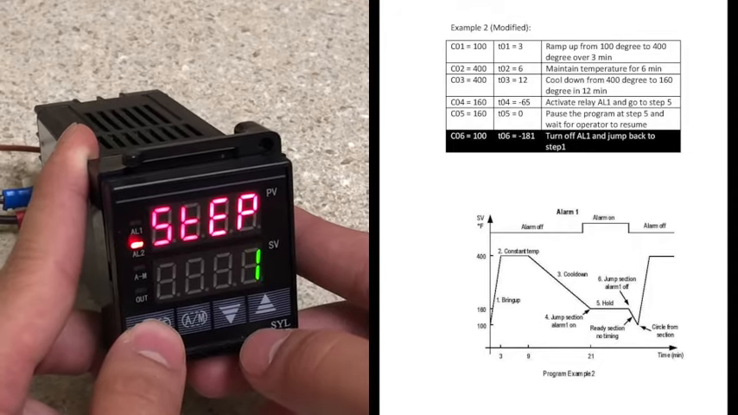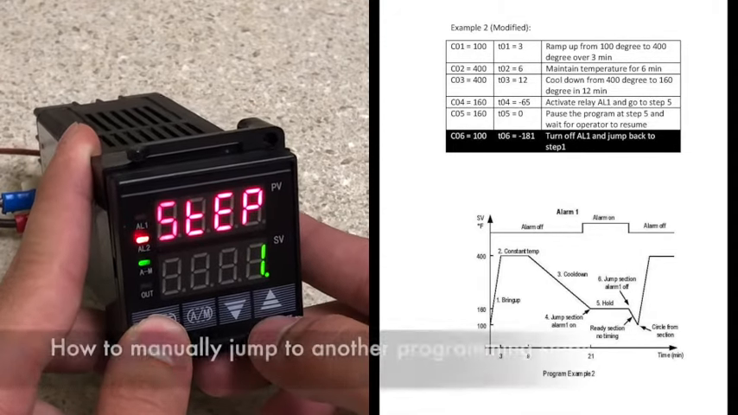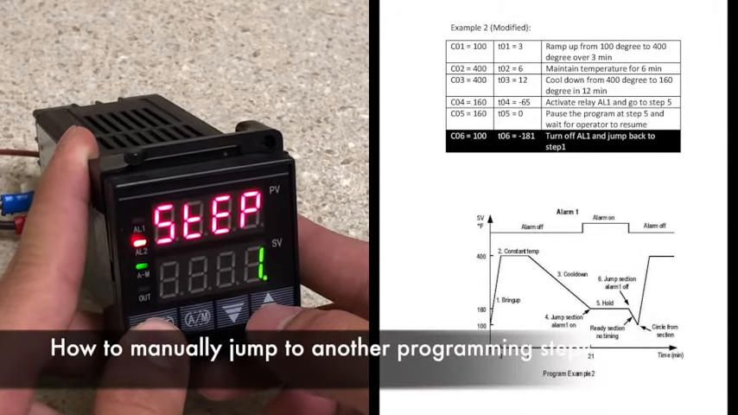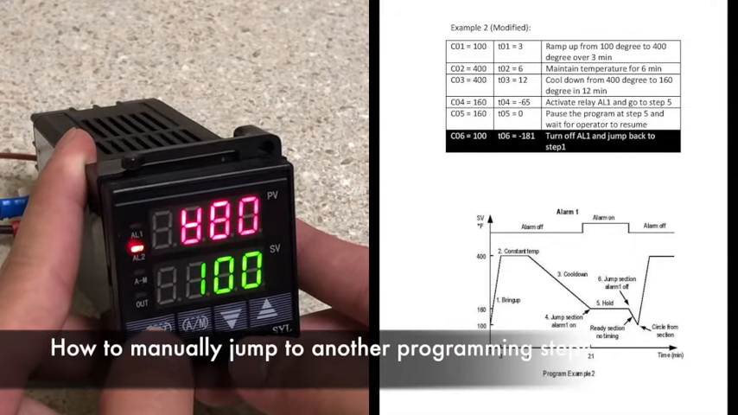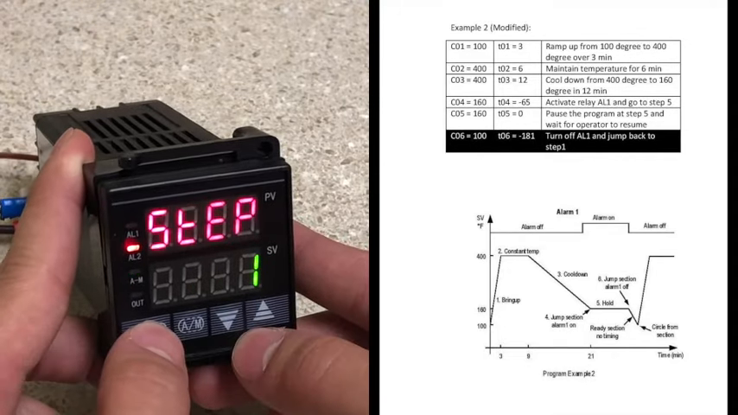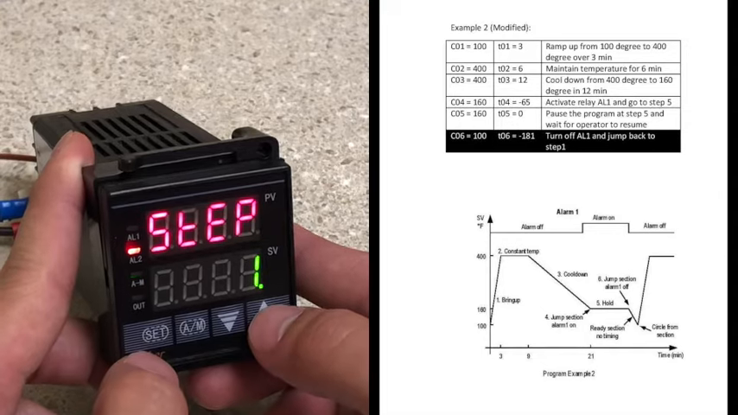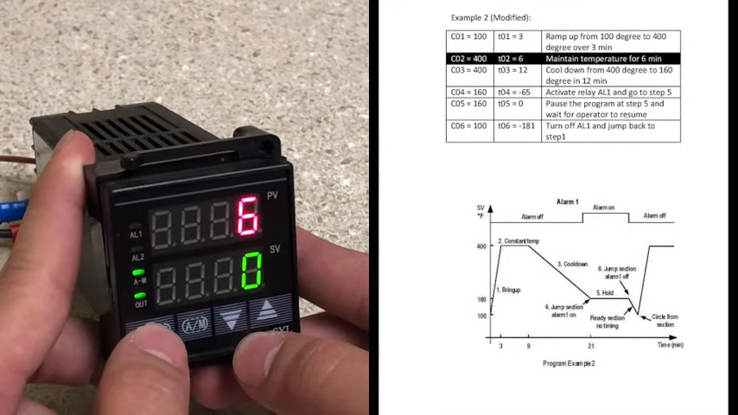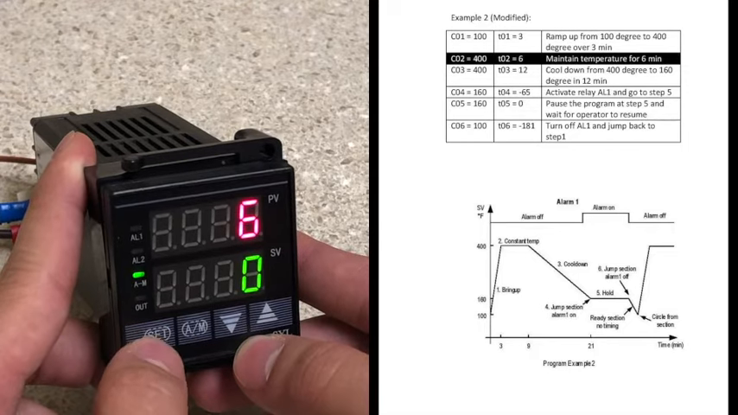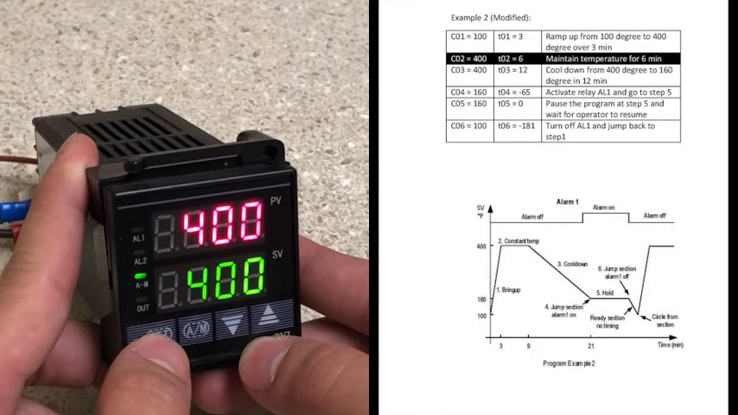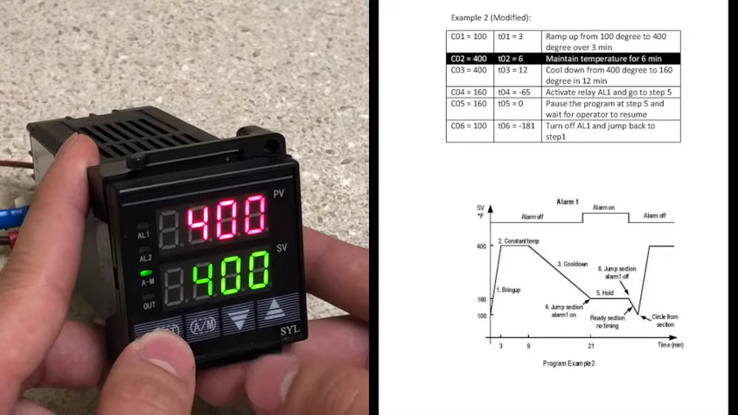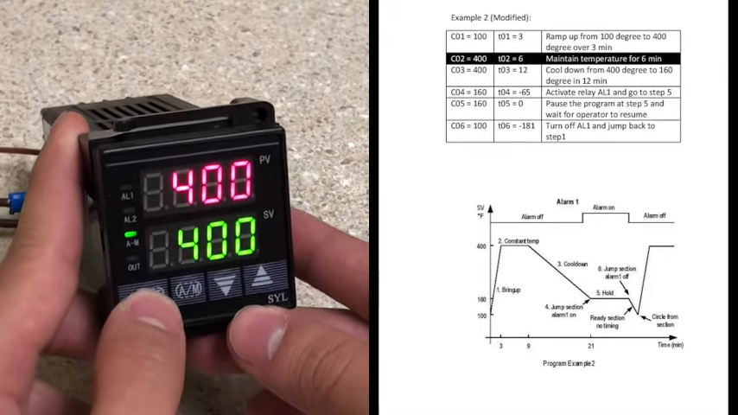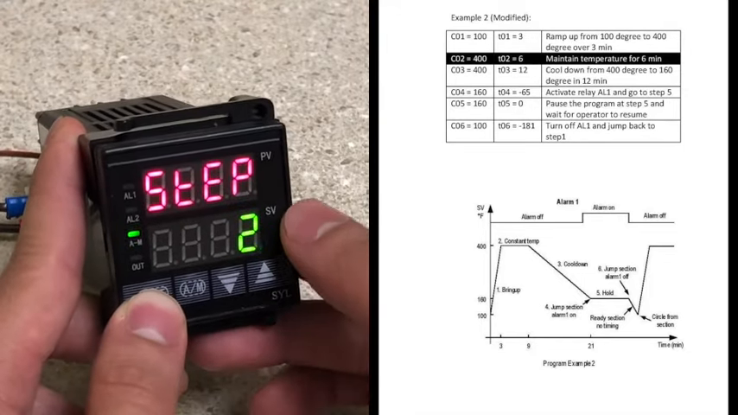And say I want to jump manually to another step, then I can do this by pressing the set key once, and then going to say step 2, and then pressing the set key to confirm this change. And just to see if the jump worked, we can check again and see it has jumped to step 2.